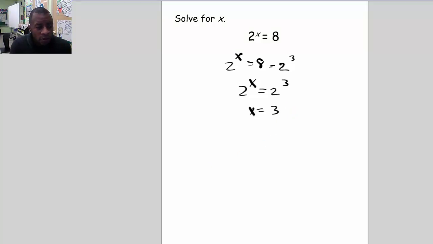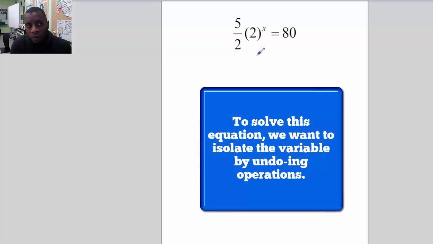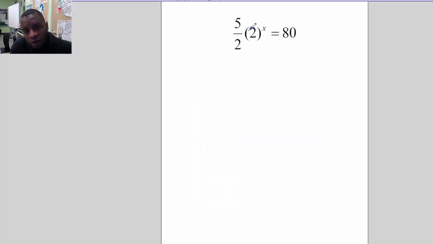Okay, let's look at another example. So we have something that's in the form of a b to the x, which we're used to. And we want to solve these like we solve any other equation. We want to simply undo what we are doing. So the operation between our fraction and our base is multiplication. So in order to get rid of multiplication, we do division.